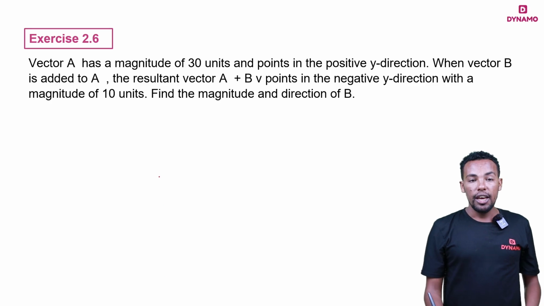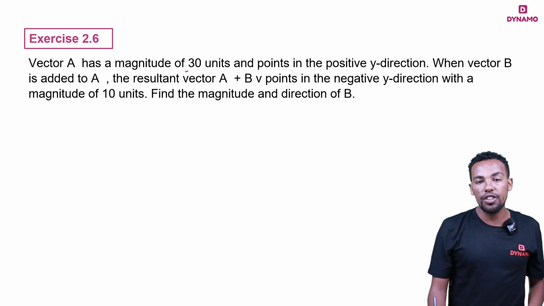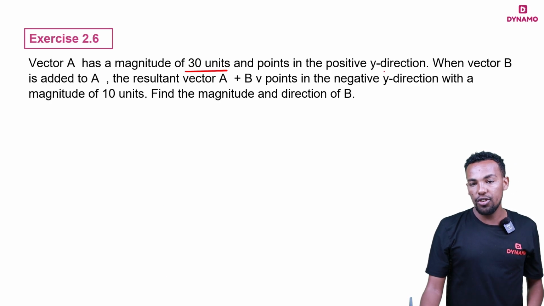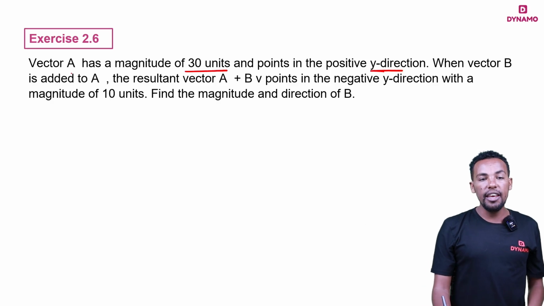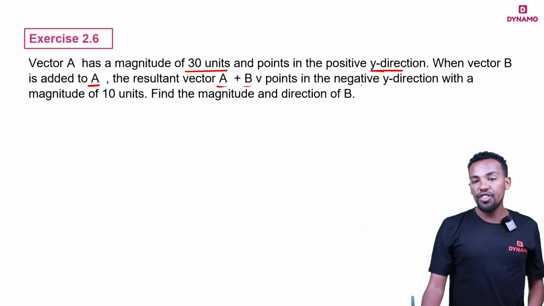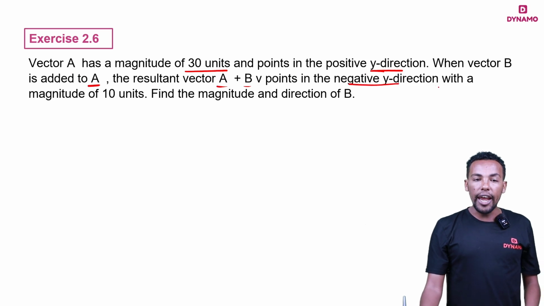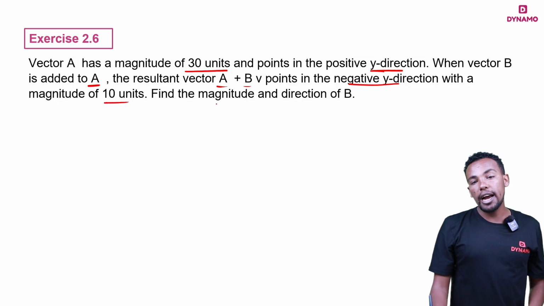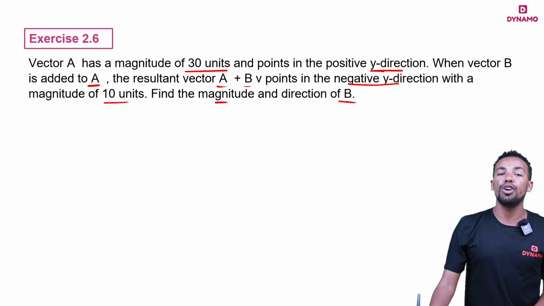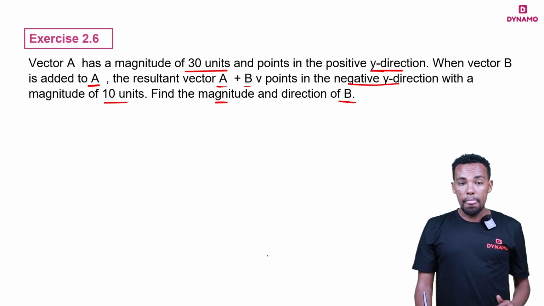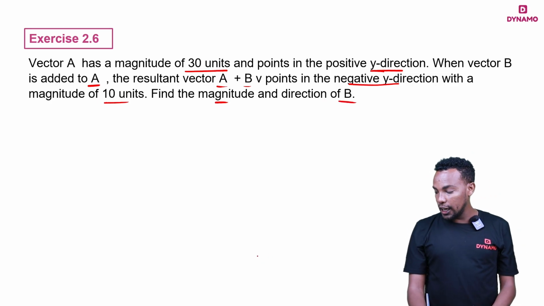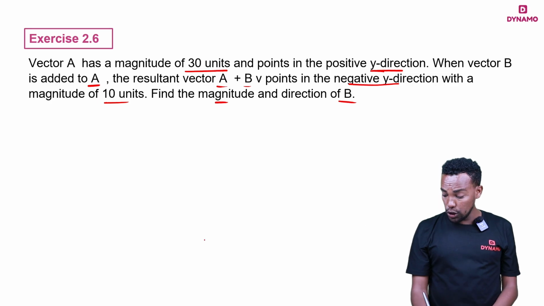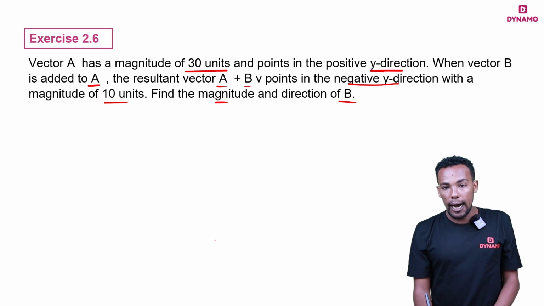Exercise 2.6. Vector A has a magnitude of 30 units and points in the positive y direction. When vector B is added to A, the resultant vector A plus B points in the negative y direction with a magnitude of 10 units. Find the magnitude and direction of B. Here, vector A and vector B are added together.